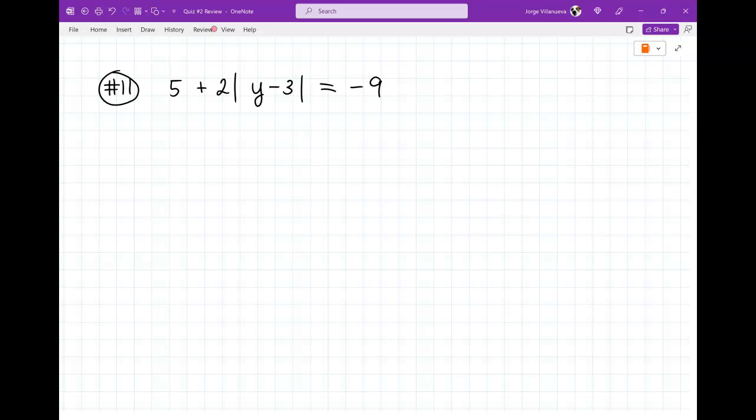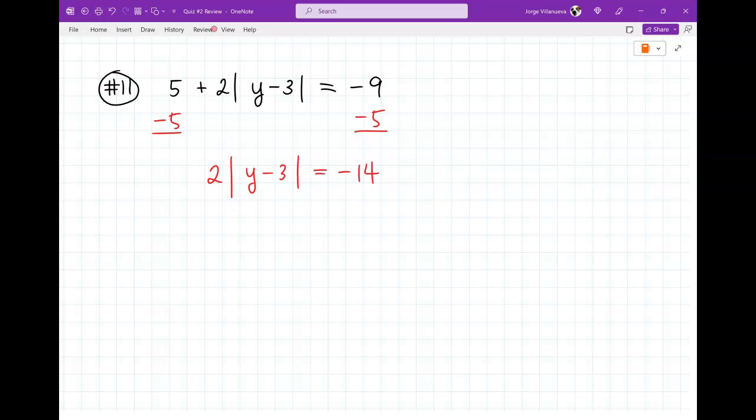According to order of operations, I'm supposed to multiply first, right? But since I cannot multiply 2 into an absolute value, because you're not supposed to distribute into an absolute value, I'm kind of stuck. I have to go on to the next step and do either addition or subtraction. So I'm going to move that 5 in the front over to the right side by subtracting it on both sides. Minus 5 on both sides. So that gives me 2 times the absolute value of y minus 3 is equal to negative 14.